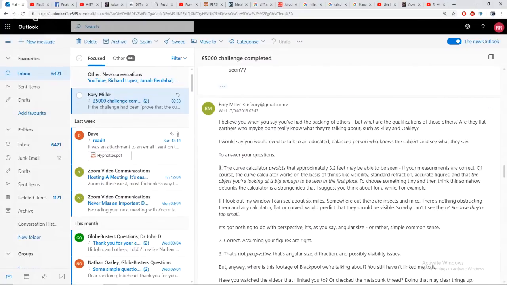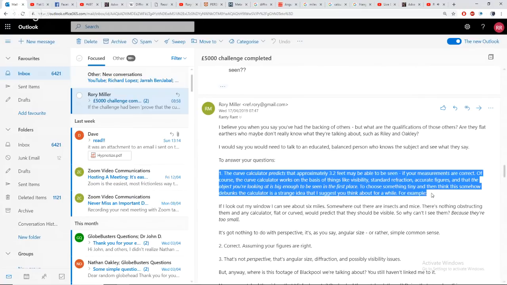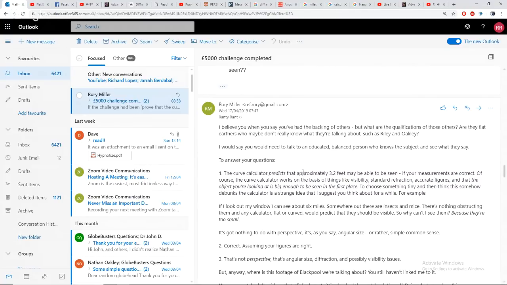The main point is in this particular part here, and it's absolutely golden, right? The curve calculator predicts that approximately 3.2 feet may be able to be seen if your measurements are correct. Well, they are correct. The parameters were correct. I was very selective in what I included, which was the viewer height, the weather conditions, the distances, the high spring tide, everything like that was all included to give a result that 3.2 feet of the tower should be able to be seen, right? So yes, I am correct, and the curve calculators do predict that. So he's agreeing with me on this.